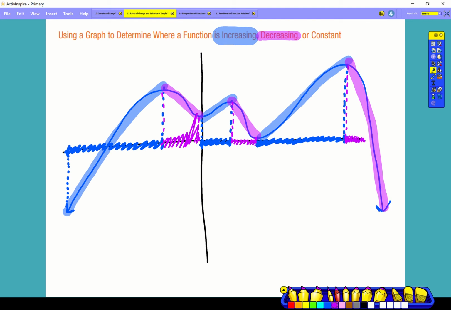Now, there are no points on this graph that are constant, but sometimes you will see graphs, I'll do a little example graph, that might look like this. This little bit in here, that's constant. That's what that means. So that would mean for these values of x, your y is constant.